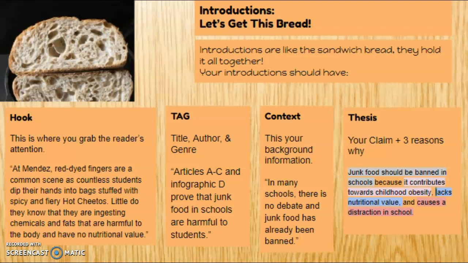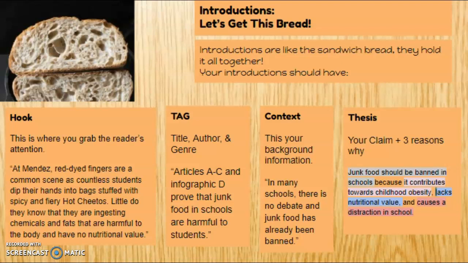That's how we grabbed your attention, and you guys had that experience, and you kind of remembered being at school with maybe those Cheeto fingers in the morning or the afternoon. So that's where we just grab you. And then our tag, again, is our title, author, and genre. This is where we introduce our sources. Our context is our background information. In many schools, there is no debate, and junk food has already been banned. So you're putting that out there, that this is something that is going on in the world, it's happening.